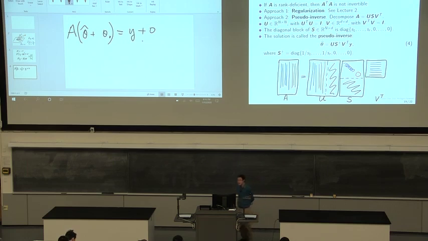Same principle applies to the fat matrix. The fat matrix will be exactly the same thing. However, you want to have a different U matrix and a different V matrix. That's the only difference.